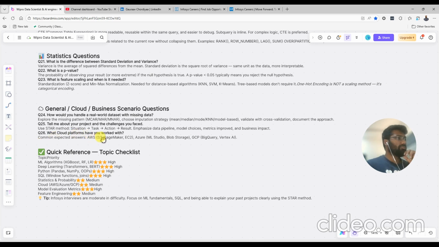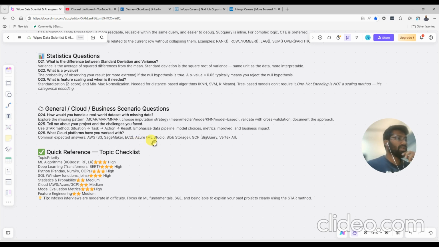Which cloud platform have you worked with? So the common expected answer is like AWS S3. It is a bucket storage in the cloud basically. SageMaker, it is from AWS, a service which provides models. EC2, it is a virtual environment that you can use.